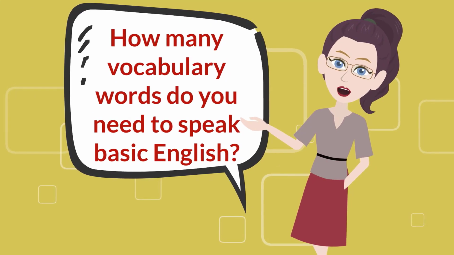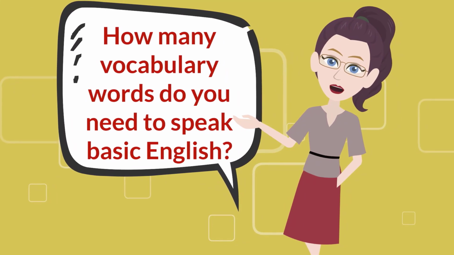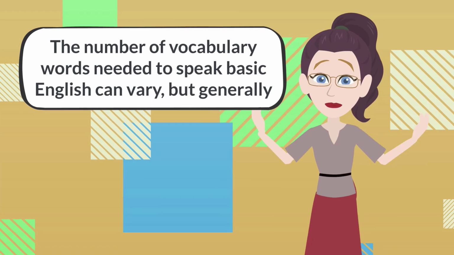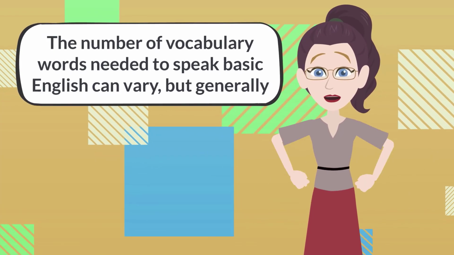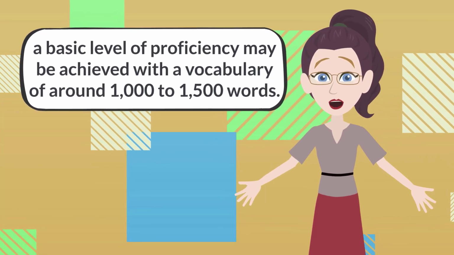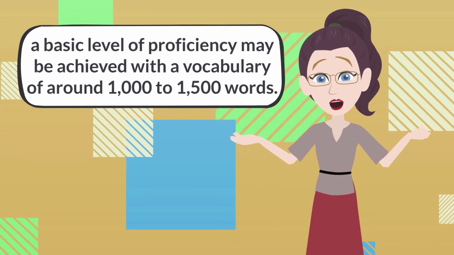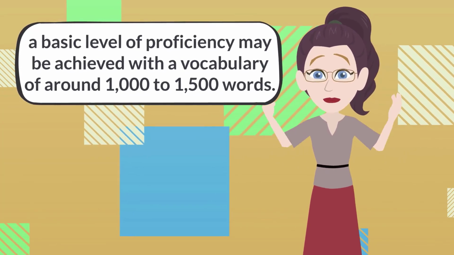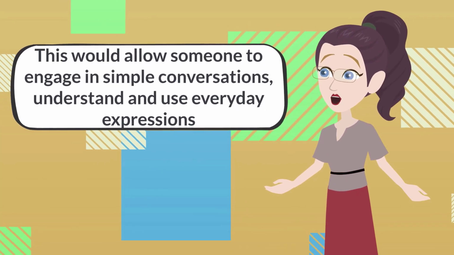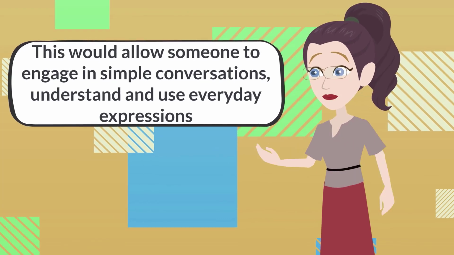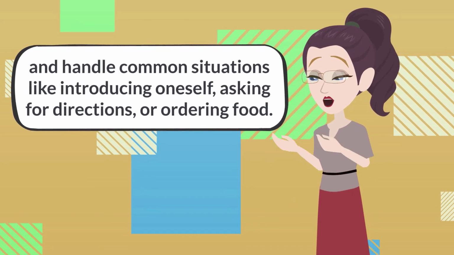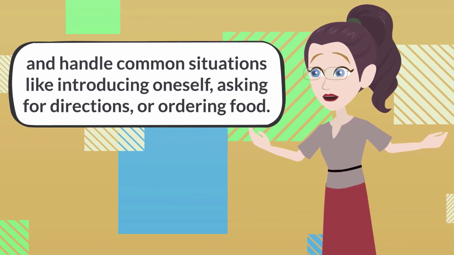How many vocabulary words do you need to speak basic English? The number of vocabulary words needed to speak basic English can vary, but generally, a basic level of proficiency may be achieved with a vocabulary of around 1,000 to 1,500 words. This would allow someone to engage in simple conversations, understand and use everyday expressions, and handle common situations like introducing oneself, asking for directions, or ordering food.